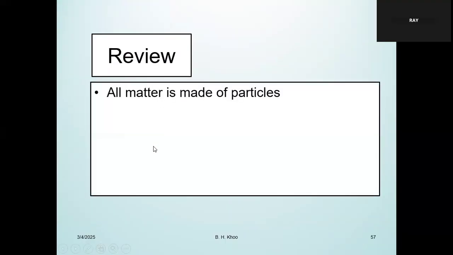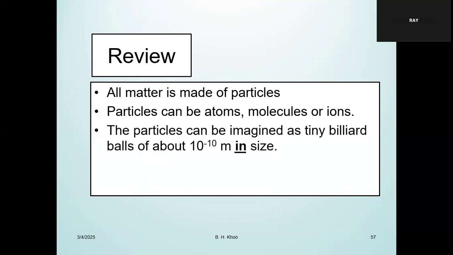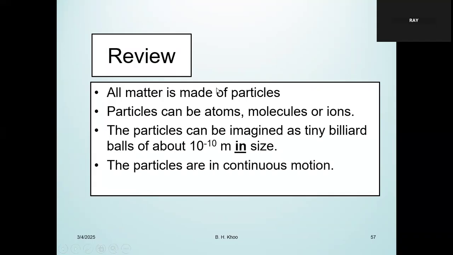So all matter is made up of particles. Particles can be atoms, molecules, or ions. Particles can be imagined as tiny billiard balls, size about 10 to the power minus 10 meter. Particles are in continuous motion.